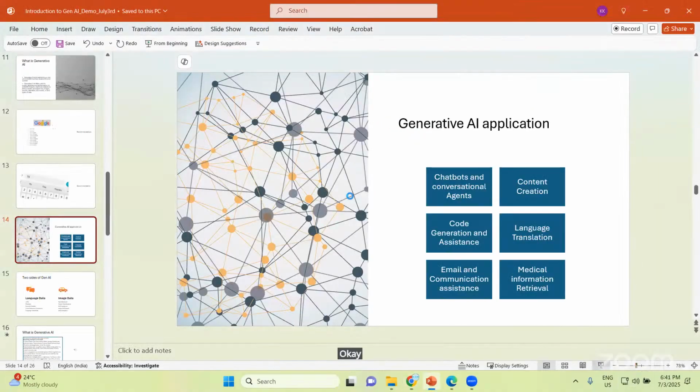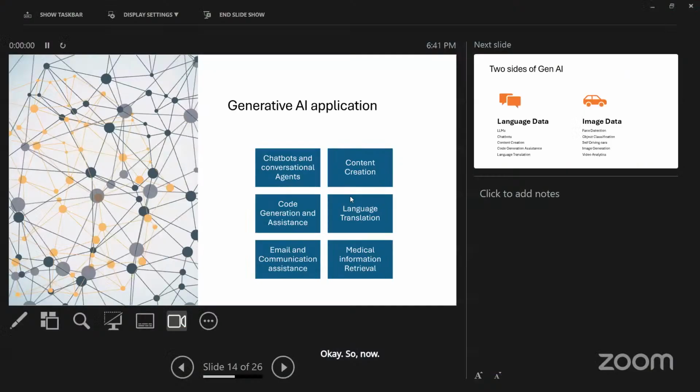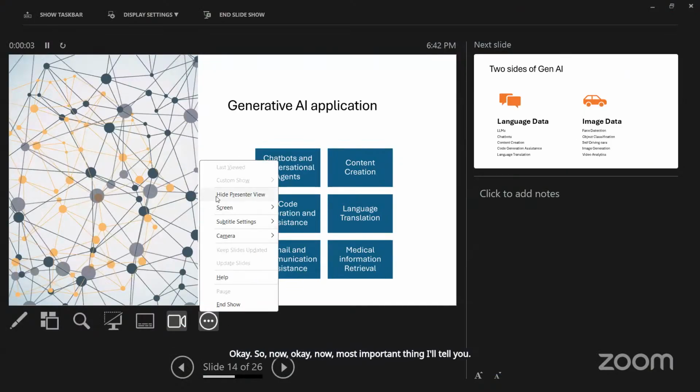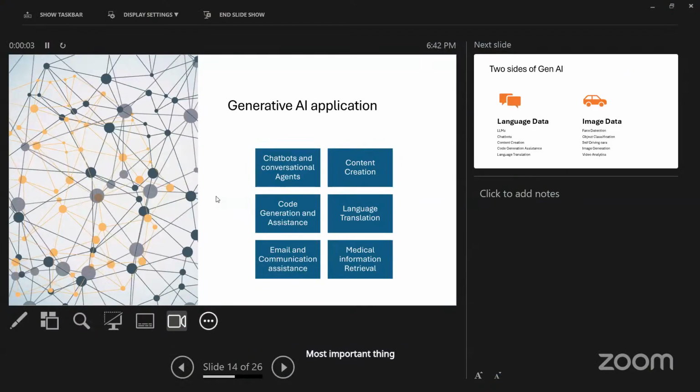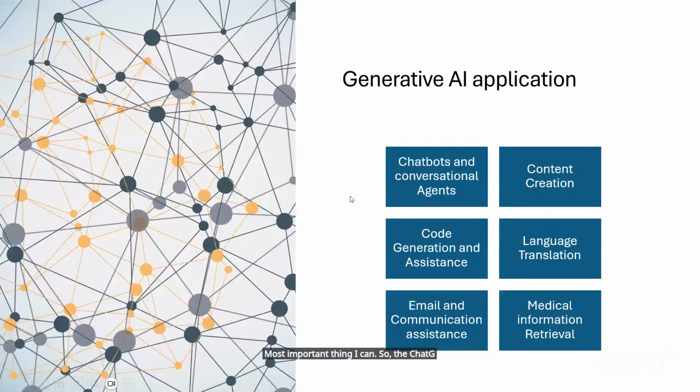Okay. Now, the most important thing I'll tell you. ChatGPTs are generative AI tools. They can help us with content creation. Whatever content you require, you can ask, and it will give it to you. It could be abusive also. It can give you that. I don't encourage doing that, but it will give you any content. One fact I'll tell you.